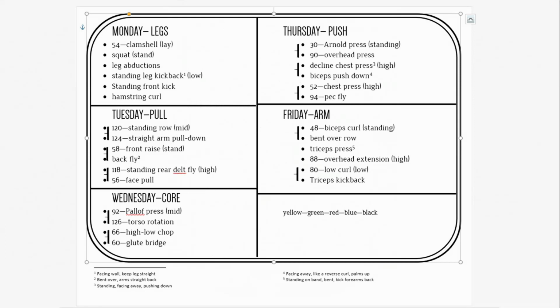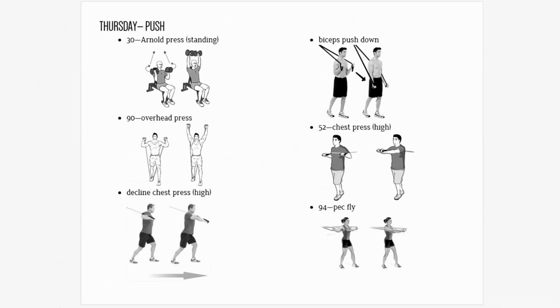The first item on Monday, 54, clamshell, lay, doesn't really give you enough information on how you'd actually do something. If you want to do something like peck fly, 94, which is the last item on Thursday, you'd have to break out whatever book 94 refers to and do it. So we need to revise this to make it more usable. And this is a place where graphics and images can really help you. And this is all stuff you don't do in Comp 1.